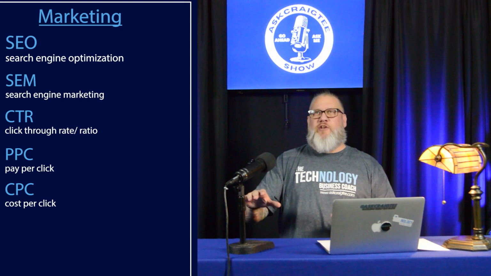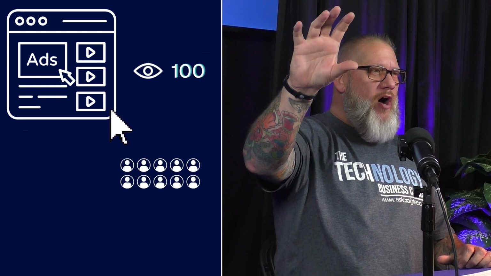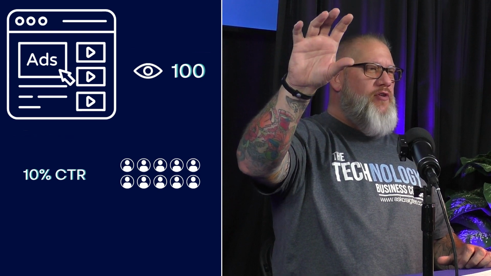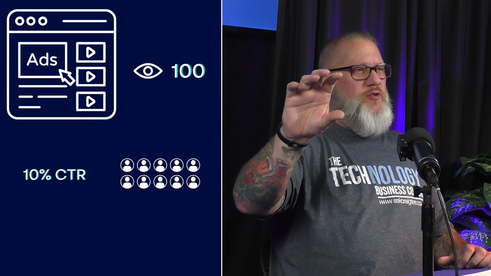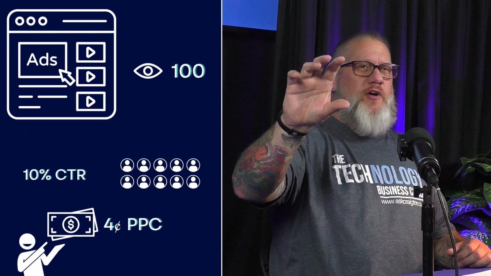So here's an example. We'll see if we can put up a formula on the right-hand side. Let's say that you have an ad that gets seen 100 times, and then 10 people click on that ad, right? So that is a 10% click-through rate. And for those 10 clicks, an advertiser spends, let's say 4 cents per click, if only, right? 4 cents per click.